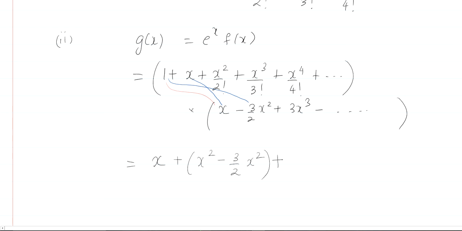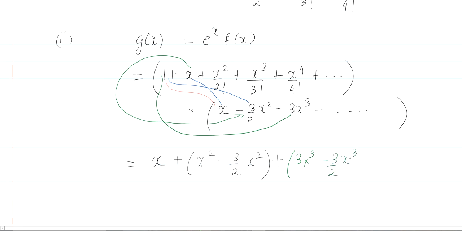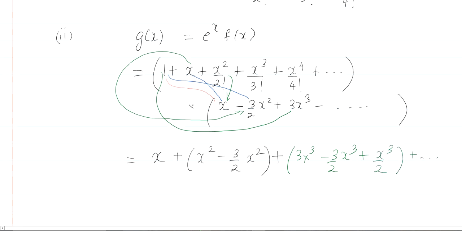Let's do one more term, and for the third term, I have a bunch of choices, and let's use the color green for this one. So I can do 1 times 3x cubed, which gives me 3x cubed. I can multiply the x with the negative 3 half x squared term, which will give me negative 3 half x cubed, or we can take the x squared over 2 factorial term and multiply it with x, and we end up with x cubed over 2. So this would be the next term.